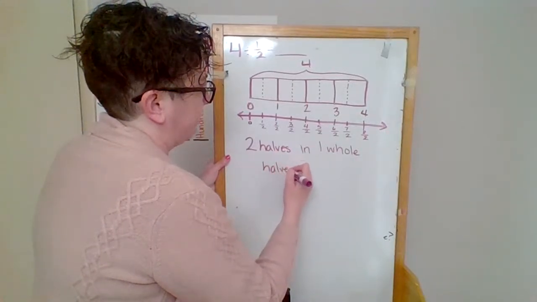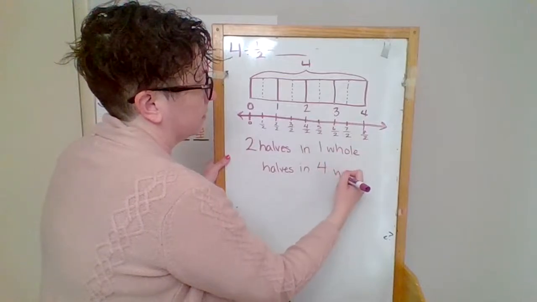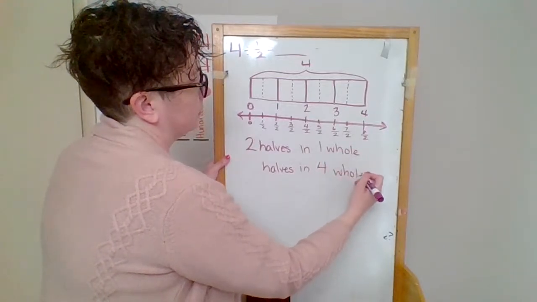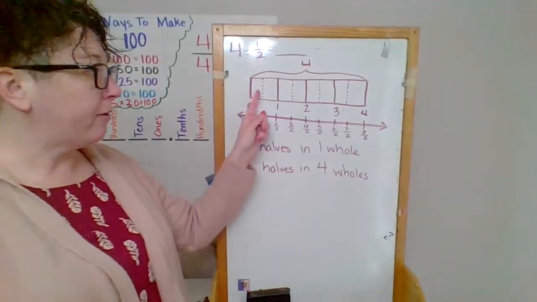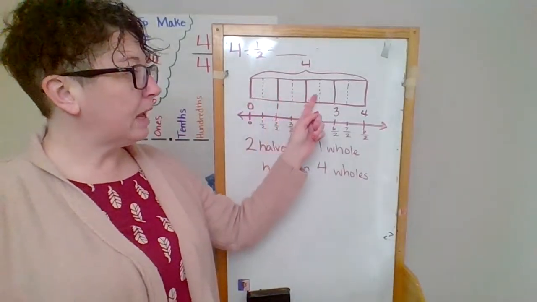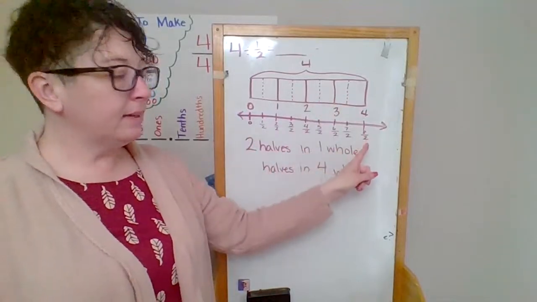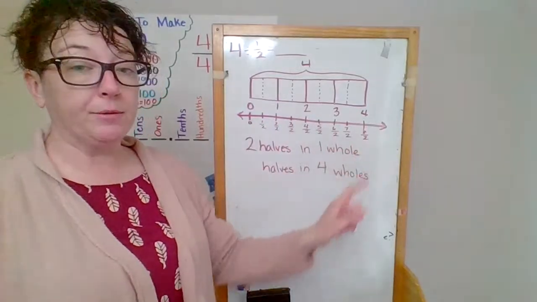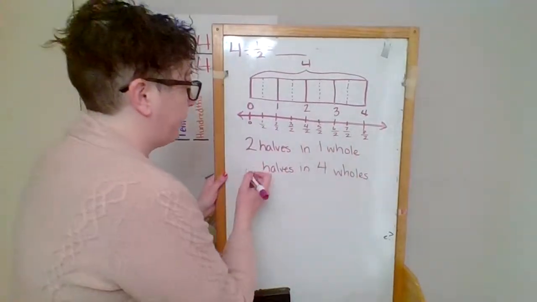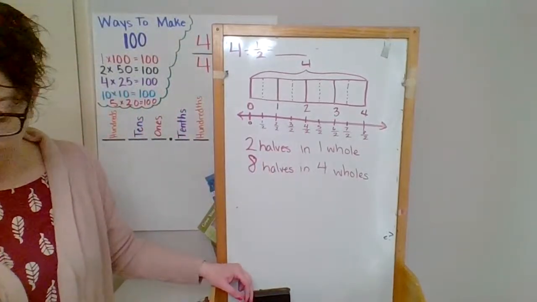Then we have to figure out how many halves are there in all 4 wholes. So there are 2 ways I can figure this out. I can count my halves on my diagram, or I can look at my number line and see that the whole 4 pieces are equal to 8 halves. So there are 8 halves in 4 wholes.